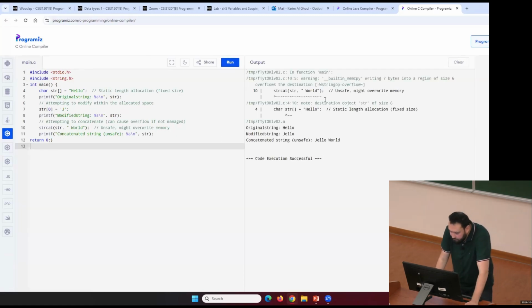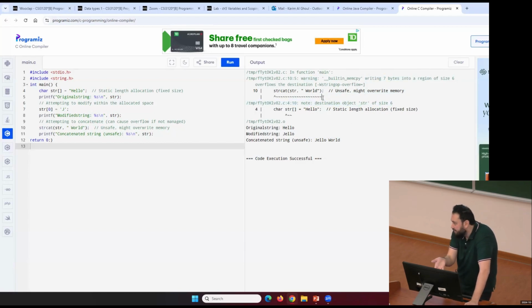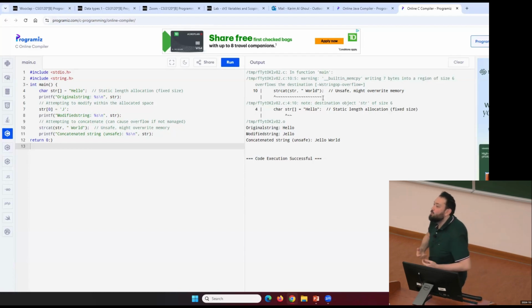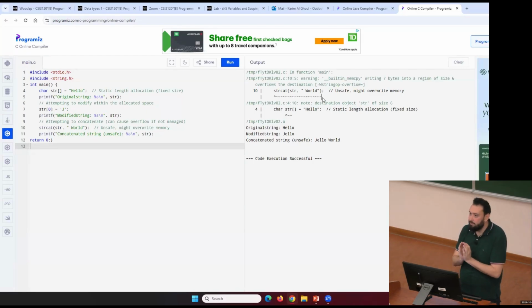Let's run it. Do you see it passes? Say hello, hello world. It passes, but what did it give you here? Warning, built-in copy, writing 7 bytes into region, destination of the, blah, blah, blah. It gives you a warning that you may be erasing things, even though it passes. So what does this show us? If you're using Java, it's much better. It's built in, it will protect you from making mistakes. If you're using C, you need to be more careful.